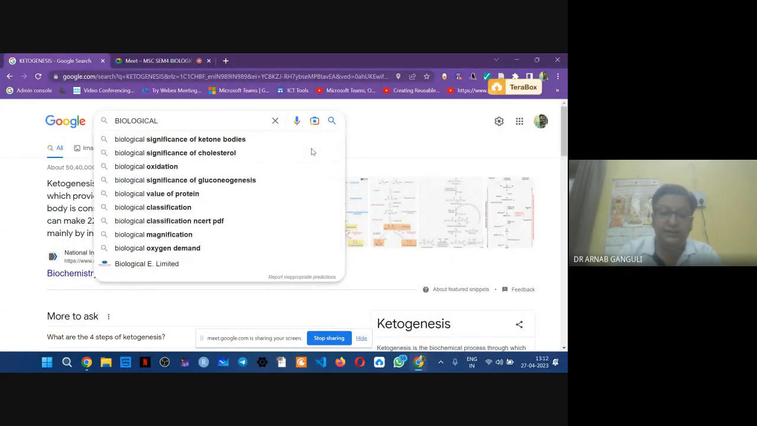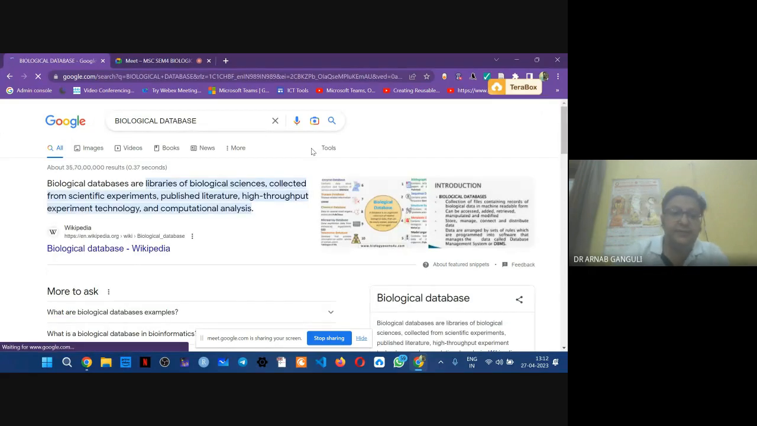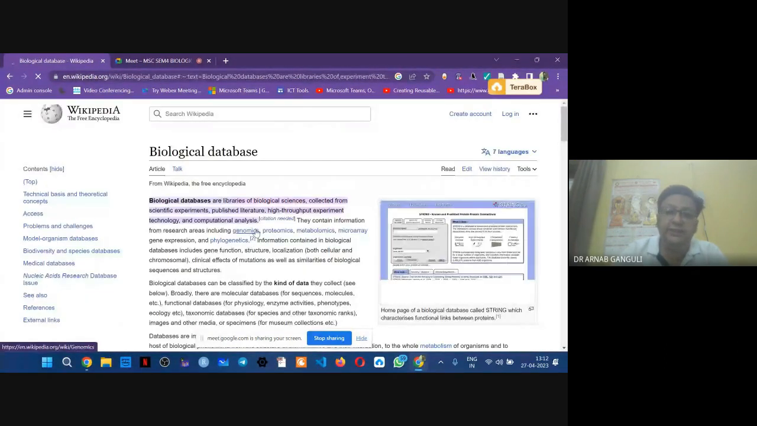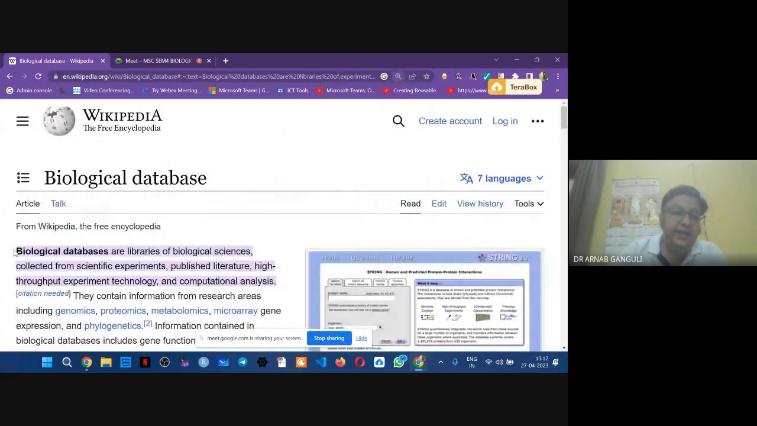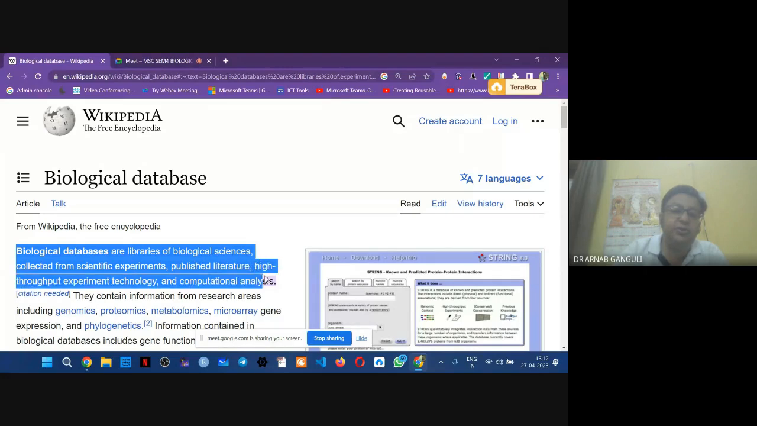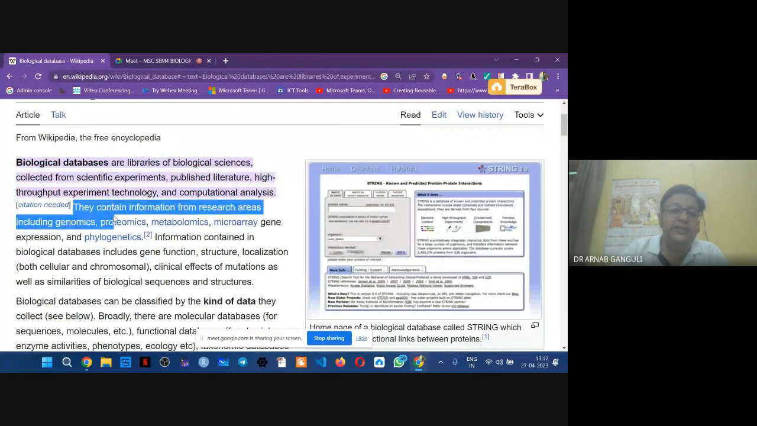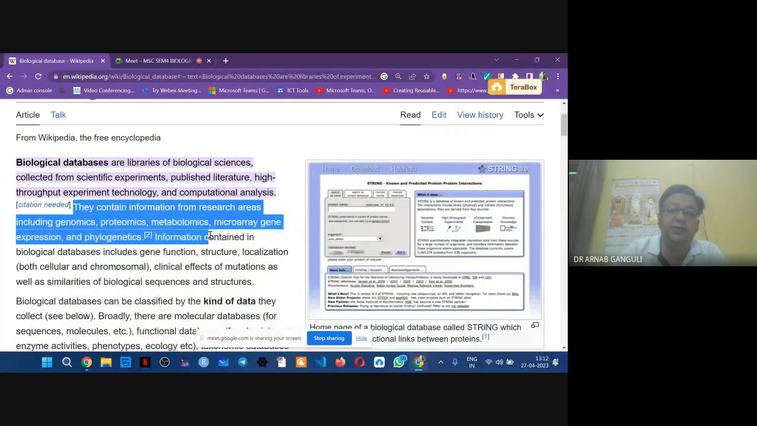Biological database. So basically, what are biological databases? They are libraries of biological sciences collected from scientific experiments, published literature, high throughput experiment technology, and computational analysis. So they contain information from research areas including genomics, proteomics, metabolomics, microarray, expression, and phylogenetics.